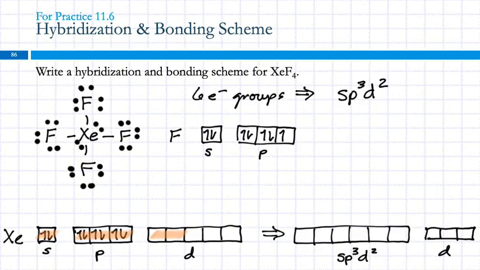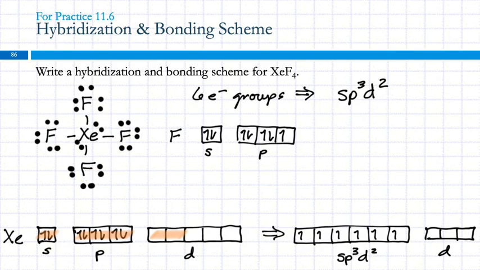Xenon has 8 valence electrons, so I'm going to put the 8 valence electrons into my hybrid orbitals. 1, 2, 3, 4, 5, 6. And now we have a choice for number 7. And like for carbon, when we were doing sp2 hybridization, we put the 4th electron in the p orbital, and so I could completely understand you thinking that we should put those other 2 electrons over here.